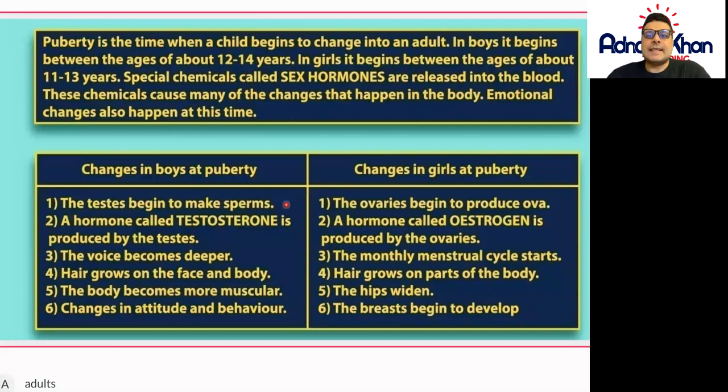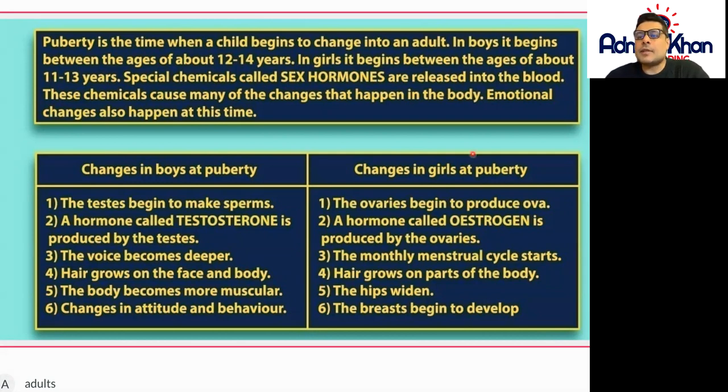So the testes begin to make sperms. So testes are based in your testicles. A hormone called testosterone is produced by the testes. For a boy, the voice becomes deeper. The hair grows on the face and the body becomes more muscular. And there will be some changes in attitudes and behaviors in boys.